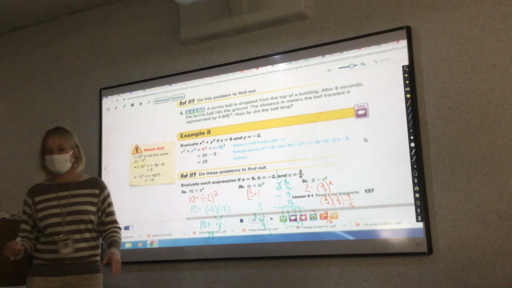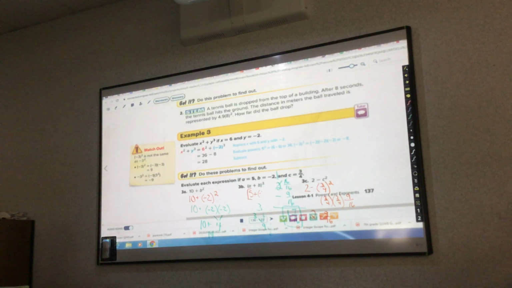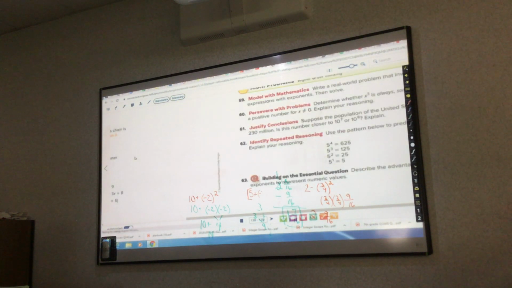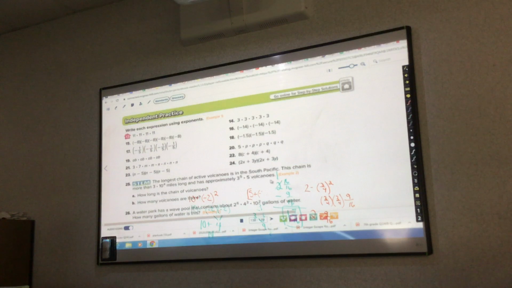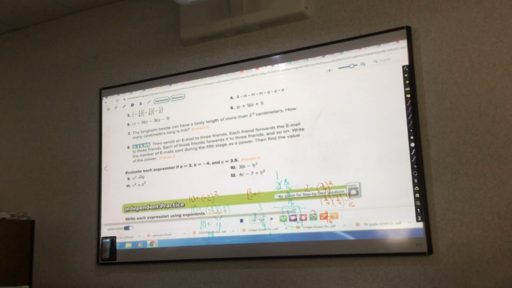Looking at the guided practice, I want you guys to take a look at the guided practice. And I want you to go all the way down in the guided practice. We are going to skip the top few. I want you to look at numbers 9 through 12. I want everybody to do number 9 right now.